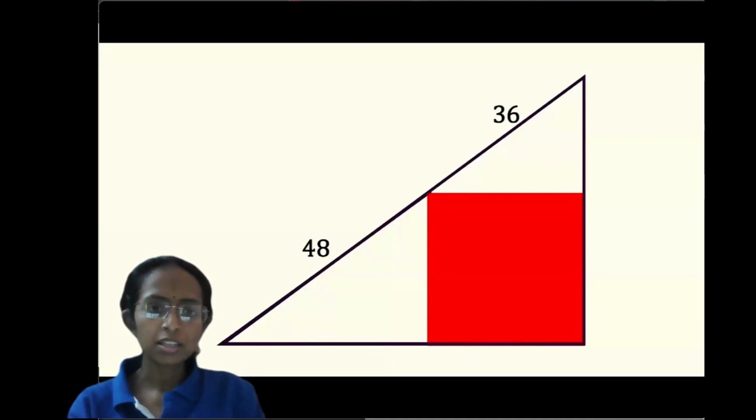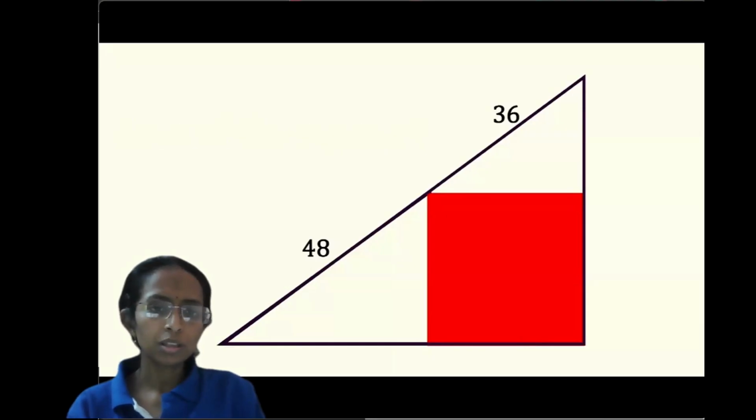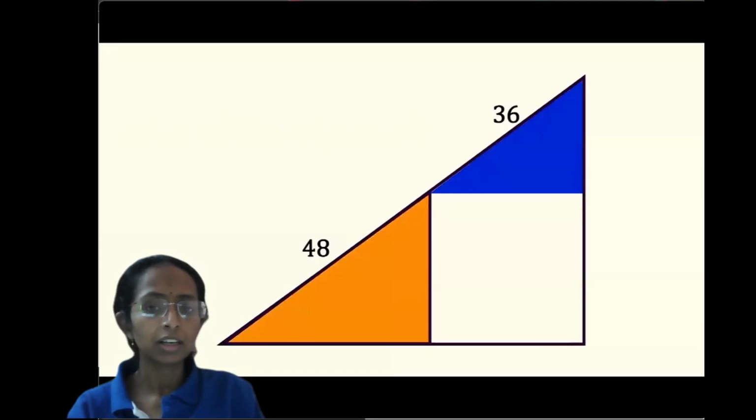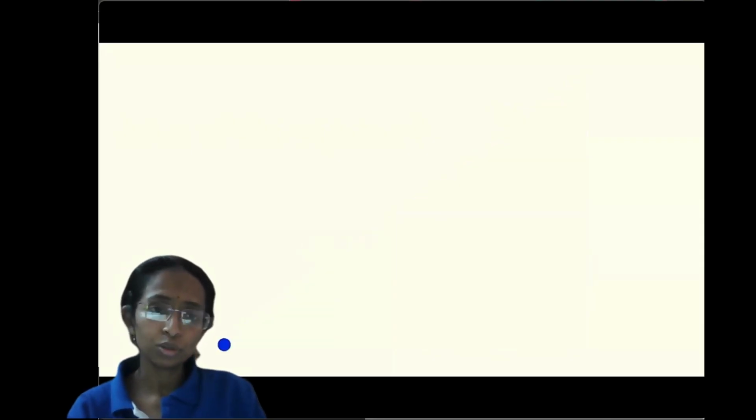Hello students, let us find out a very interesting question of Olympiad. In this, we need to find the area of the square. What is given to us in the question is the hypotenuse is divided among two parts. That is, a triangle with hypotenuse 48, which is an orange triangle, and the other triangle, which has the hypotenuse as 36, which is the blue triangle. And we need to find the area of the square.